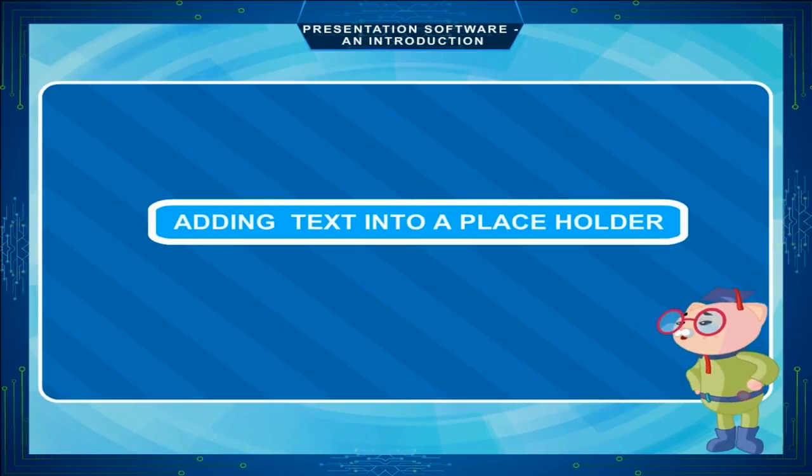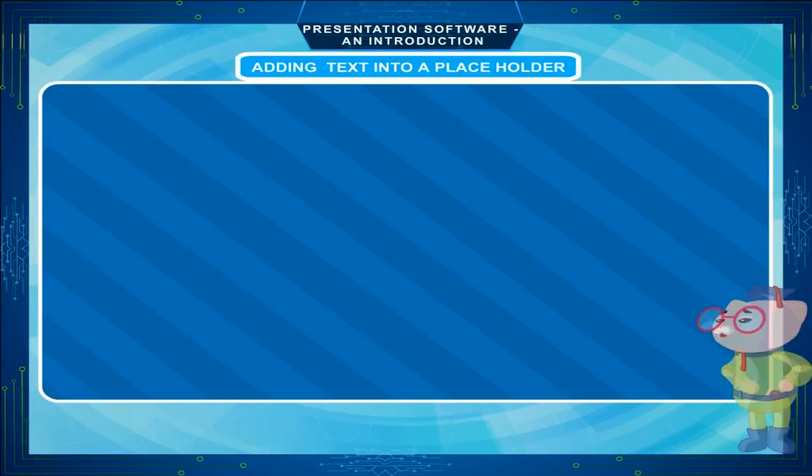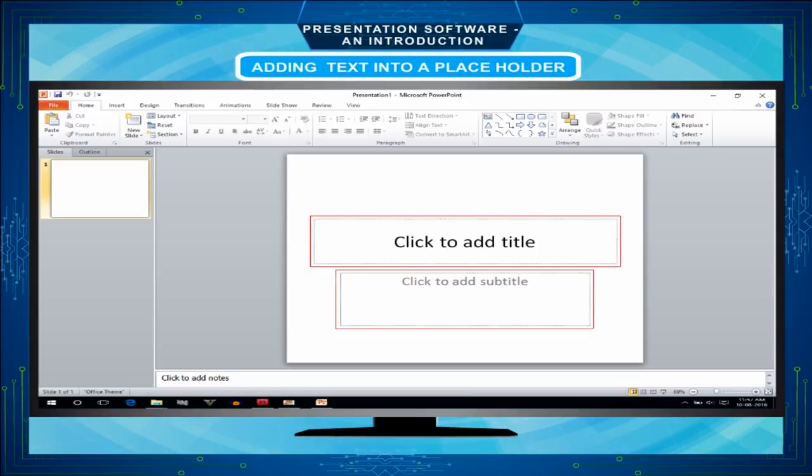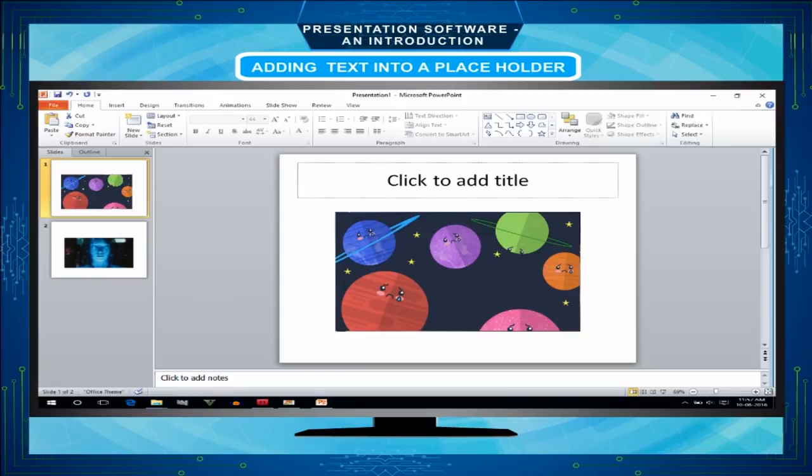Adding text into a placeholder. The area where you have a dashed border in which you insert the elements is called a placeholder. Here, you enter elements like text, pictures, tables by using the placeholders.